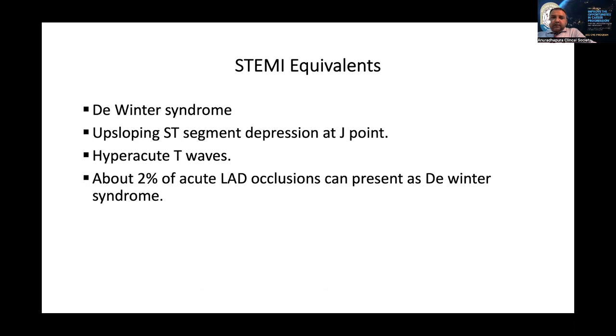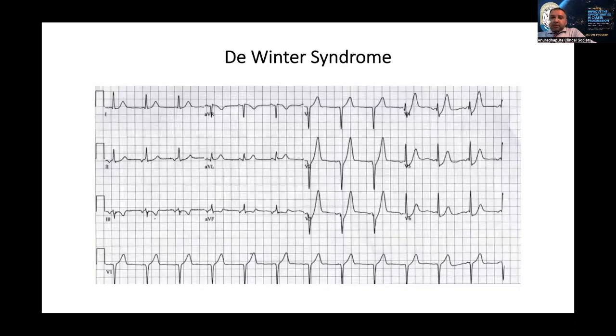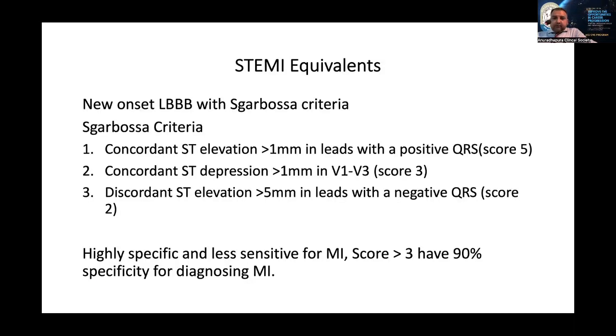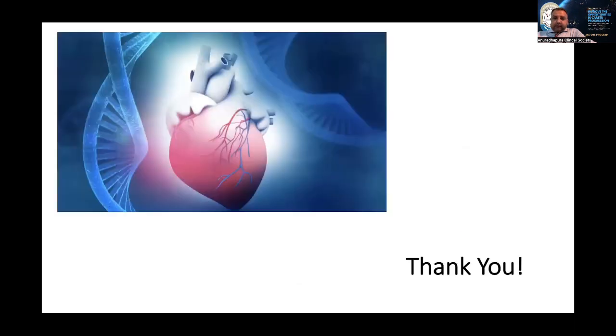The other one is De Winter syndrome. Again, Dr. Kapurth mentioned this. It is less common, but it's very important to pick it up. If you see this kind of ECG, it tells you there is critical left anterior descending artery disease, and you are supposed to go for intervention as early as possible. So please don't miss these kinds of ECGs. Okay, thank you.